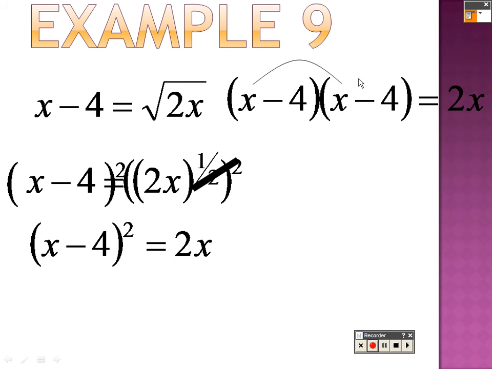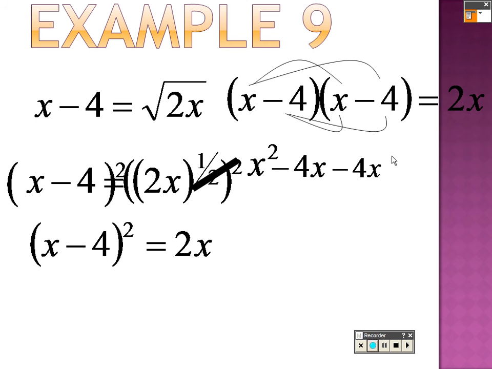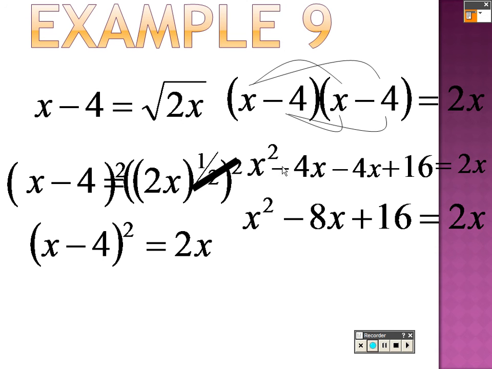So x times x is x squared. X times negative 4, negative 4x. Negative 4 times x, negative 4x. Negative 4 times negative 4 is positive 16, and that equals 2x. Combine my like terms. Negative 4 and a negative 4 is negative 8x. So x squared minus 8x plus 16 equals 2x.